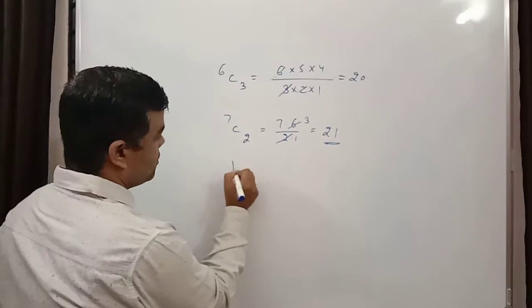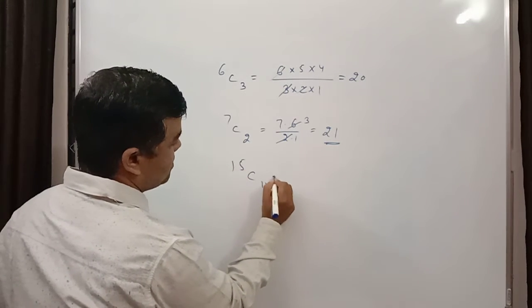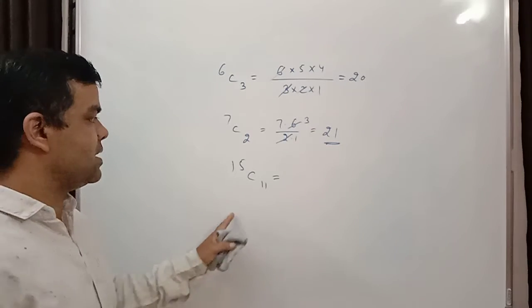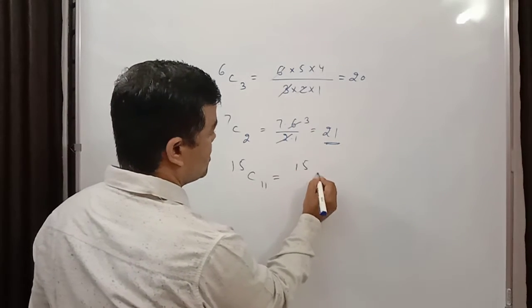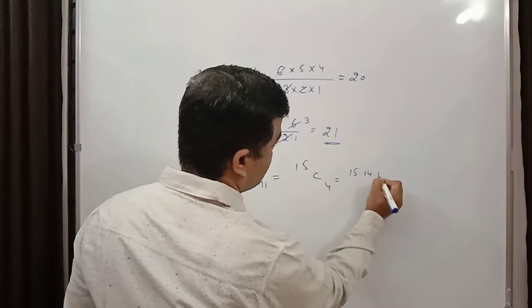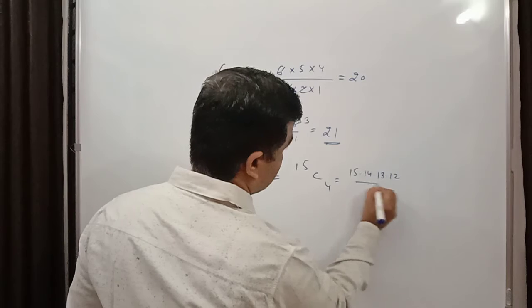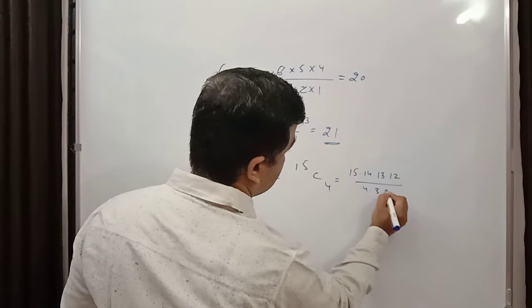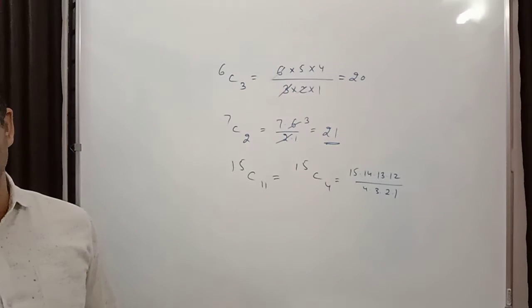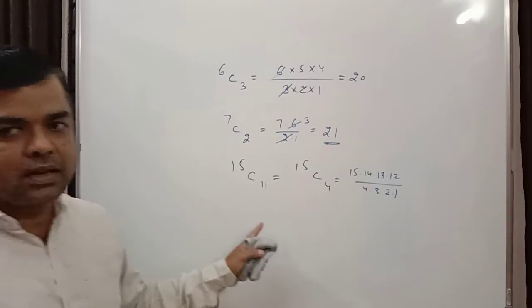Okay, suppose 15C11 is given, then I have told you the formula nCr is equal to nC(n minus r). This will be equal to 15C4. Now 15 into 14 into 13 into 12 divided by 4 into 3 into 2 into 1. Cancel it and you will get the answer. So this is the easy way.